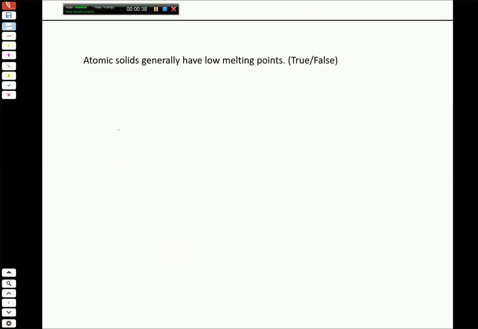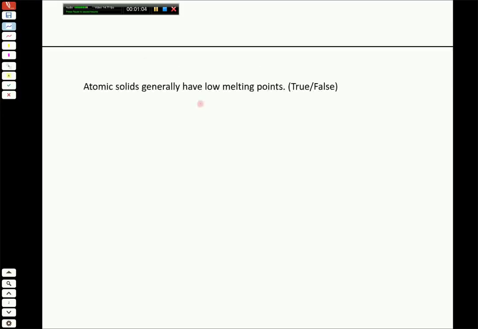So the first one deals with atomic solids, and it's a true-false question. And anytime the success rate in a true-false question is less than 50%, it suggests there's some sort of misconception floating around. So this one is that atomic solids generally have low melting points. So we learned about different categories of solids, and the one that this is talking about is atomic solids.